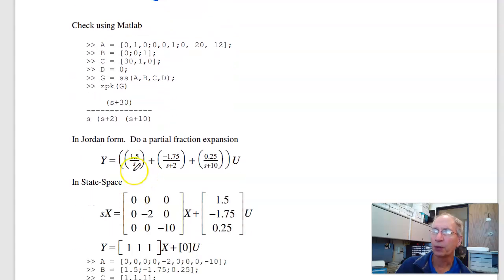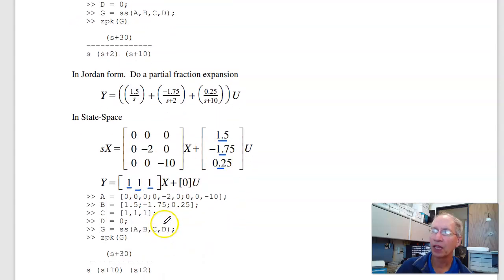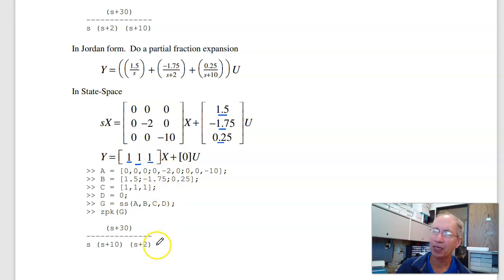I could use Jordan form. Do partial fraction expansion, and then here's the first term, poles at 0, minus 2, minus 10. The numerator is 1.5, so this term times that term is 1.5. Second term is minus 1.75, so this times that is minus 1.75. Third term, 0.25, 1 times 0.25, those two terms. As a check, throw it in MATLAB, and I get the same answer.